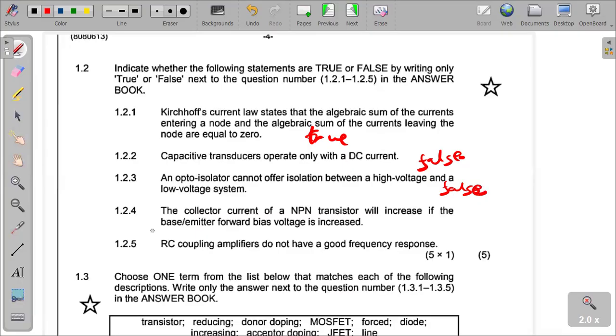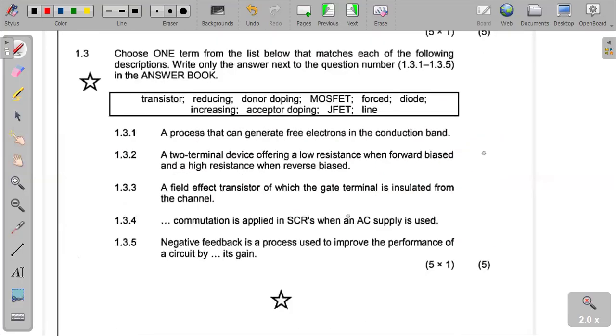1.2.4 is saying the collector current of an NPN transistor will increase if the base-emitter forward bias voltage is increased. That's actually true. And then, RC coupling amplifiers do not have a good frequency response. That's false. Let's go to the next. Choose one term from the list below that matches each of the following descriptions.